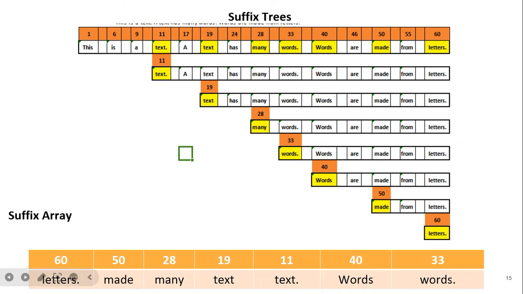Now from the suffix tree we require to make the suffix array. So text comes at 11, text dot comes at 11, text comes at 19, many comes at 28, words dot comes at 33, words comes at 40, made comes at 50 location, and letters comes at 60 location. So these locations are there and we are sorting. So letters, then made, many, text, and we can see that in the inverted file this text is the same, text dot and text are the same, and only the locations are different, but here we are maintaining them separately because we want to search with different types of queries.